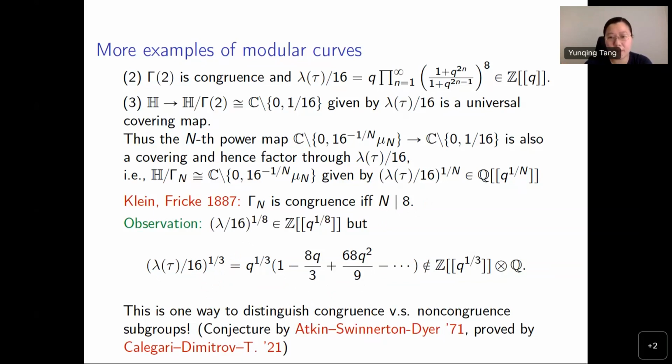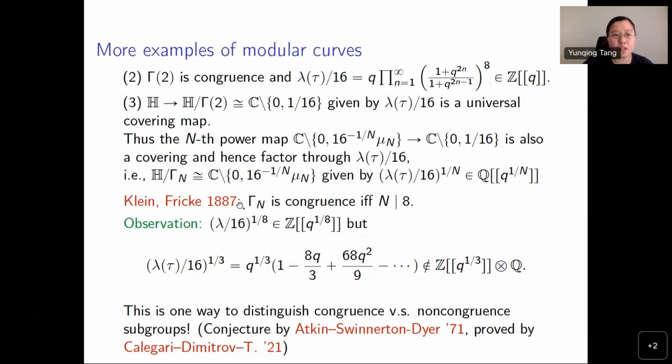And what's more, one can look at the valuations and see that the denominator is getting larger and larger. So in other words, there's no finite common denominator for all the Fourier coefficients. And this indeed goes back to the work of Atkin and Schröter, when they proposed that this is one way to distinguish congruence versus non-congruence subgroups.